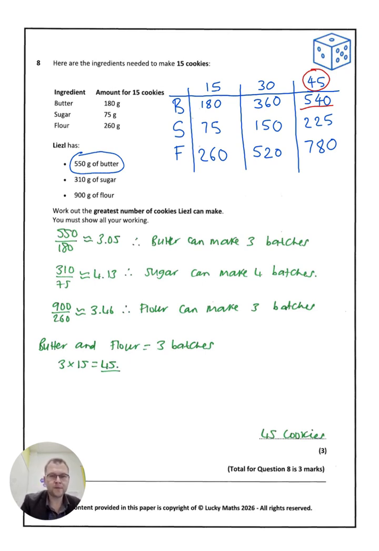And I've underlined the 540 grams of butter and circled that. If Lisa has 550 grams of butter, of course, we cannot make any more than 45 cupcakes based on the information on that top row. It is just because we've got lots more sugar and flour is not the point here, because it's the greatest number of cookies. So 45 is going to be the max.